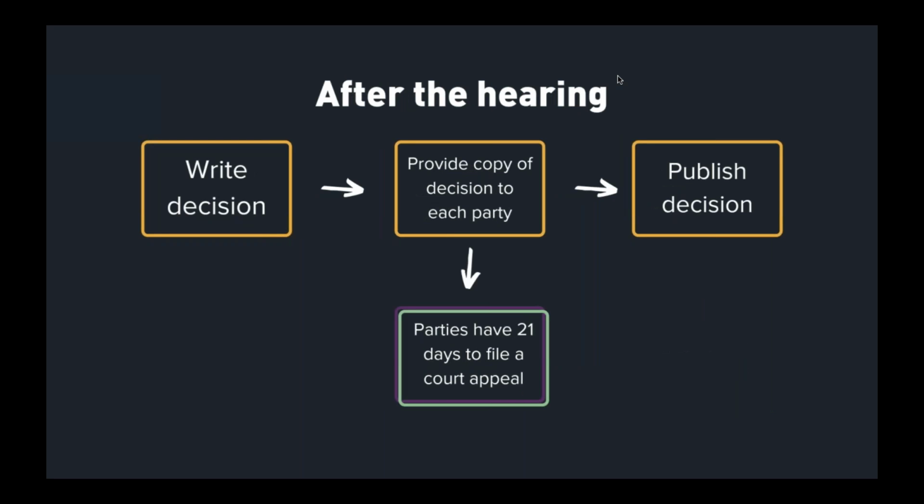The hearing officer will take approximately 3 months to write up their decision after the hearing. Each party will receive a copy of the decision when it is finalised. Once the decision is published, parties have 21 days to file an appeal through the courts.